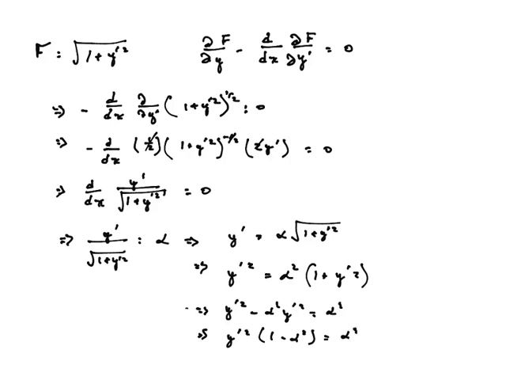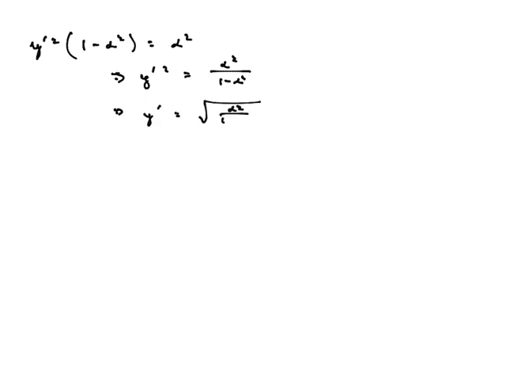Okay. Now let me rewrite it on the next page so I get some more room. Y prime squared times 1 minus alpha squared equals alpha squared. All right, let me divide the 1 minus alpha squared over. So I get y prime squared equals alpha squared over 1 minus alpha squared. Let me take the square root of both sides. So I get y prime is equal to the square root of alpha squared over 1 minus alpha squared. And I'm going to go ahead and just call this thing, I don't know, m, let's say.